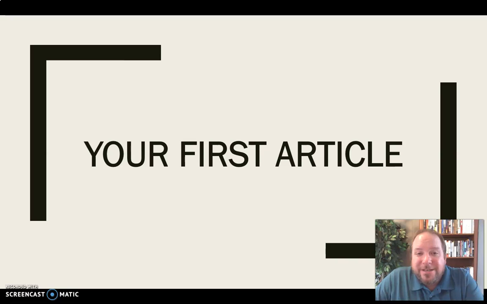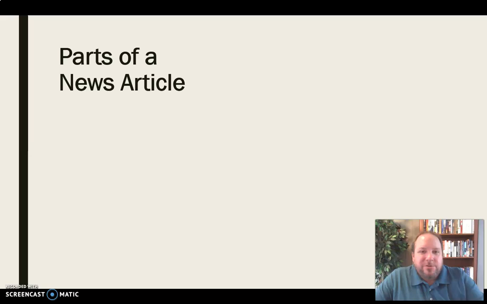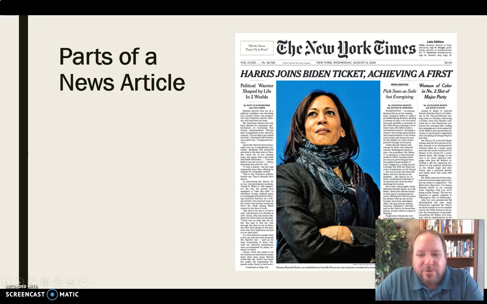So we're just going to jump right into your first article here, starting with what are the parts of a news article? What are the different pieces, the different parts? Let's just identify those real quick. We're just going to use this story here from the New York Times as an example to identify the different parts of a news article.